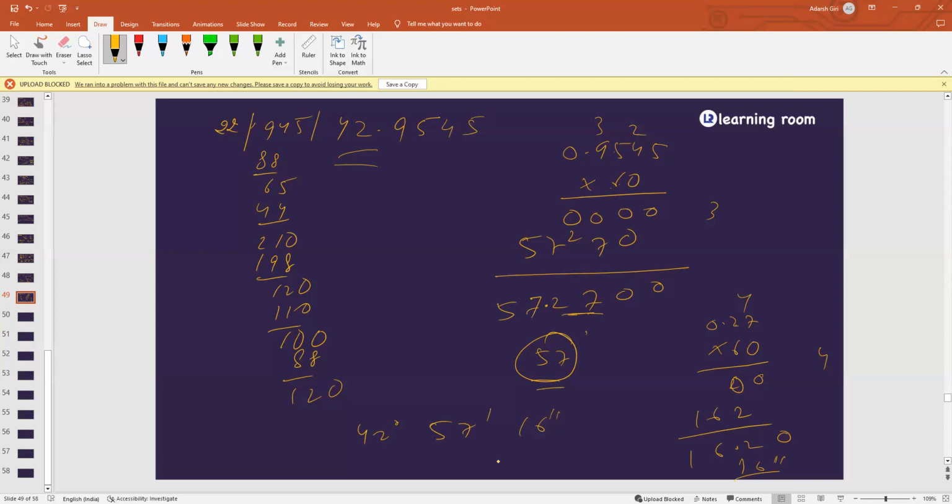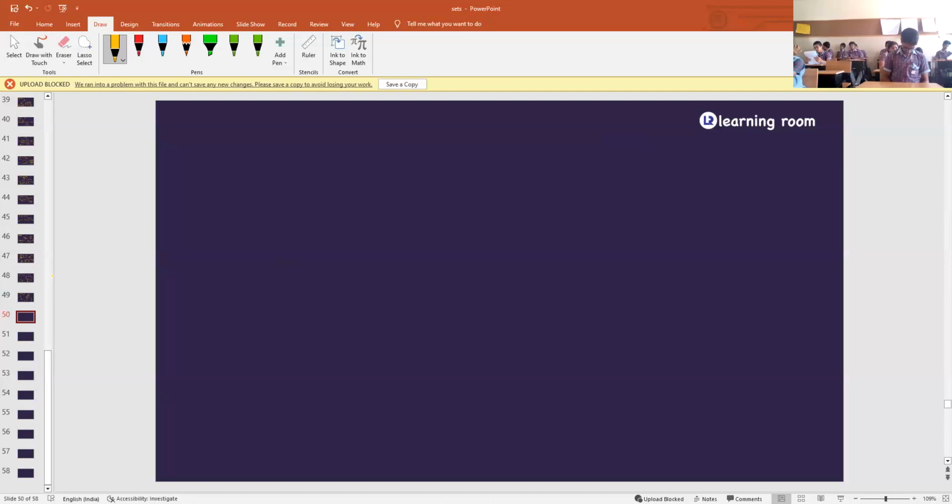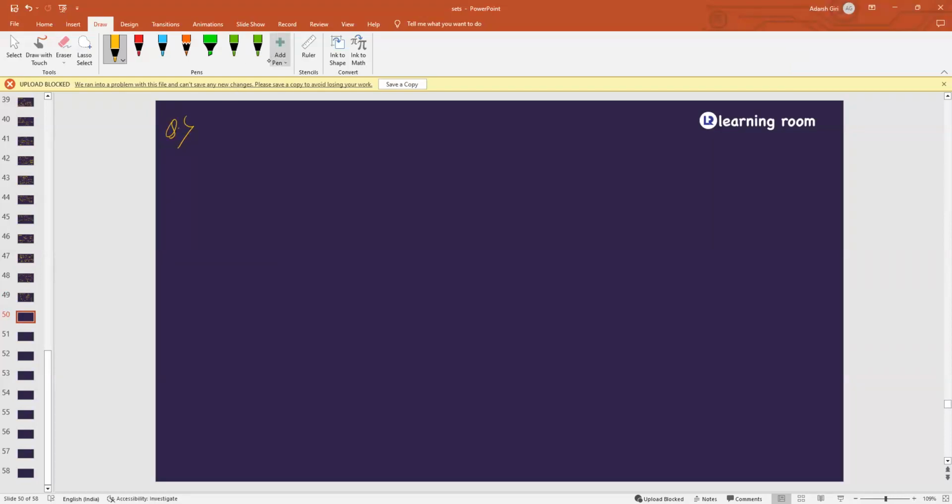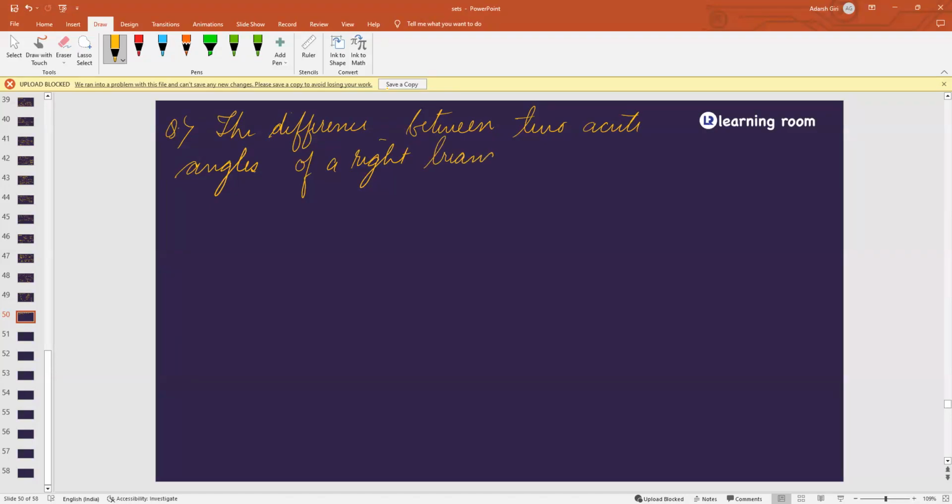Then, shall we move on? Yes. All right. Now, a question says that the difference between two acute angles of a right triangle is pi by 5 radians. Find the angle in degrees. Solve this.